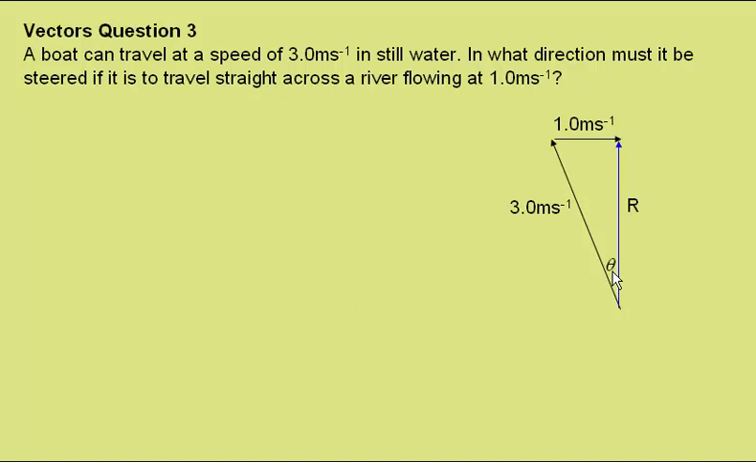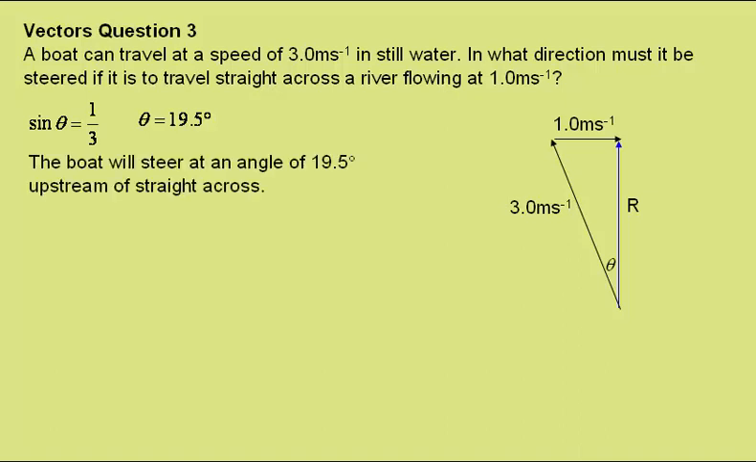This is the angle theta I'm going to find. Well, to find theta, I know that sine theta is equal to opposite over hypotenuse, which in this case is 1 over 3, meaning theta is 19.5 degrees. So I can say that the boat will steer at an angle of 19.5 degrees upstream of straight across the river.